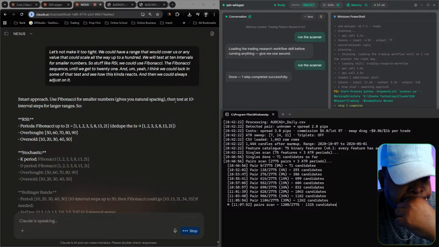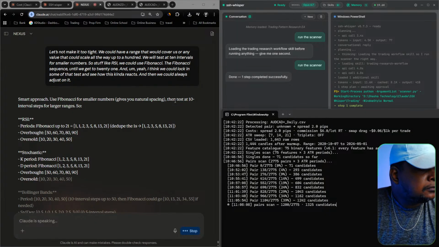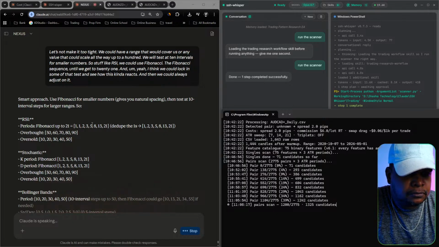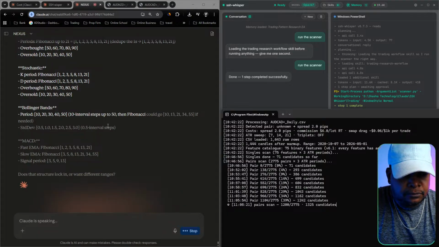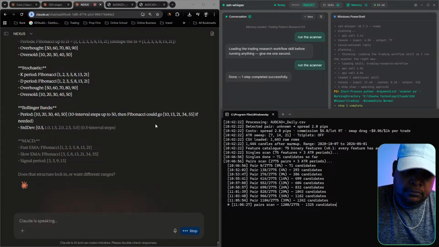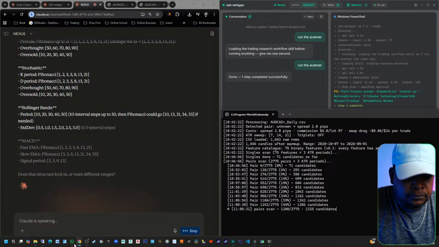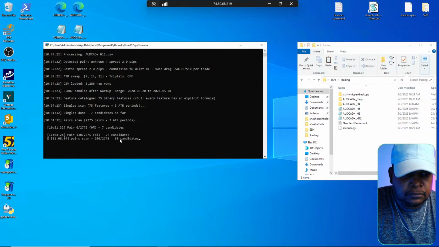Stochastic K period, Fibonacci 1, 2, 3, 5, 8, 13, 21. D period, Fibonacci 1, 2, 3, 5, 8, 13, 21. Overbought 50, 60, 70, 80, 90. Oversold 10, 20, 30, 40, 50. Bollinger Bands period: 10, 20, 30, 40, 50, at 10 interval steps up to 50. Then Fibonacci could go 10, 13, 21, 34, 55 if needed. Standard deviation: 0.5, 1.0, 1.5, 2.0, 2.5, 3.0, at 0.5 interval steps.